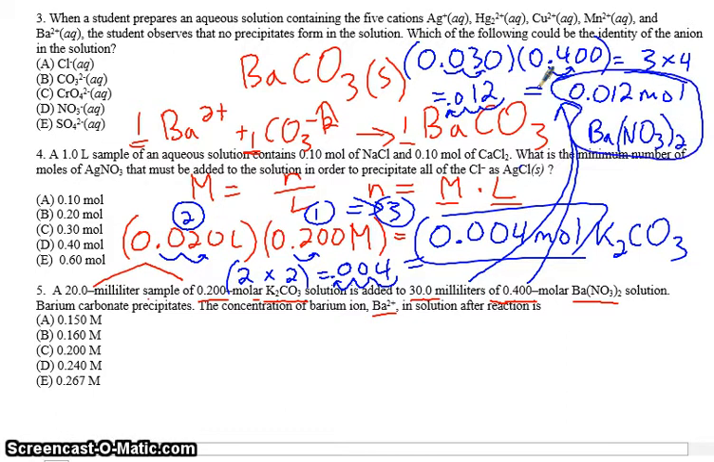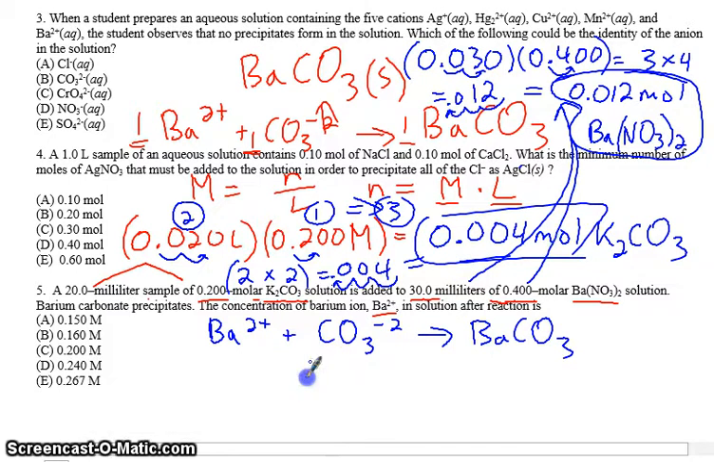So what we're doing in our reaction, and it looks a bit messy, let me rewrite it down here. We have barium 2+ reacting with carbonate in a precipitation reaction to give you barium carbonate. We're beginning with 0.004 moles of the carbonate. So we have 0.004 here. We're beginning with 0.012 moles of the barium. So 0.012 moles here. Now, whenever this happens, we see that we have an excess of barium. We have too much barium.